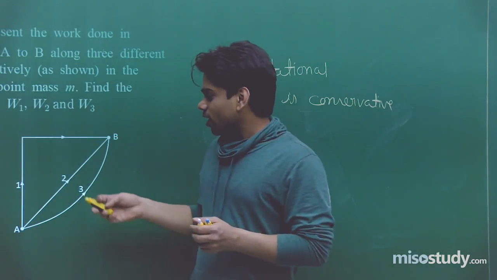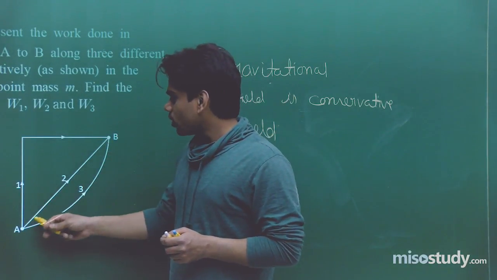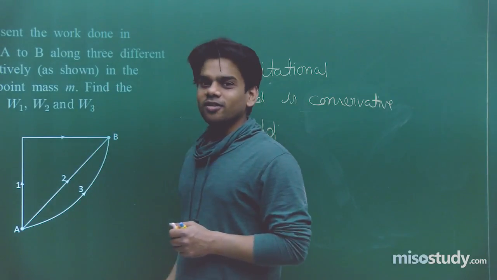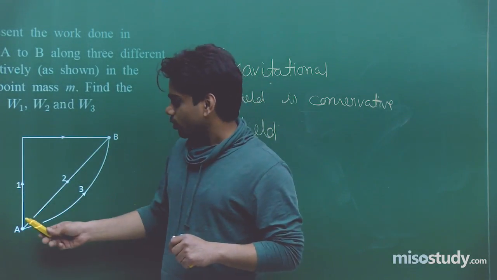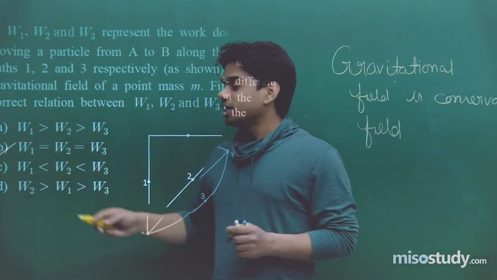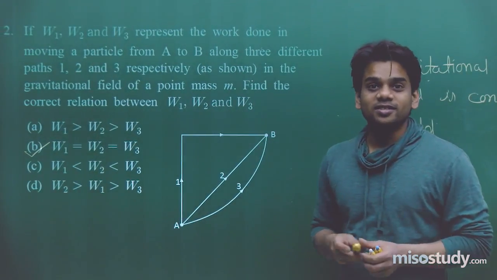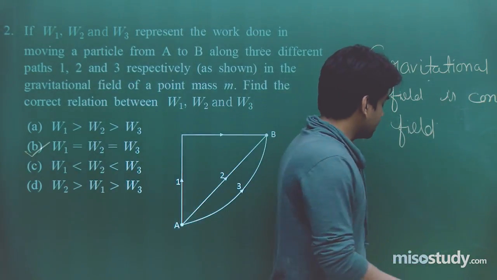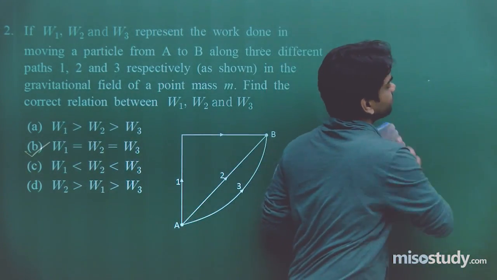So whether you move along a straight line path, or whether you move along a curve, it doesn't matter. The work done while moving from point A to B will be equal in all the cases. So option B holds. Easy question, you should know the concept, you can easily take this answer in the JEE examination. Let's go ahead. Let me rub it.